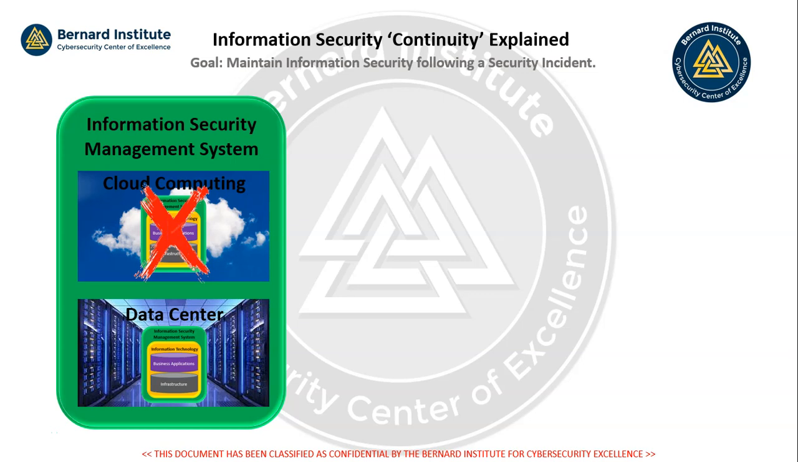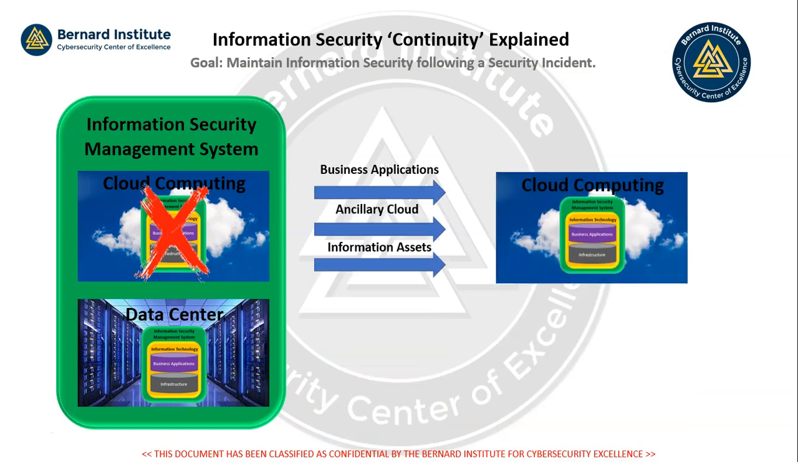Now, what happens if the cloud fails? Well, the ancillary cloud kicks in with business applications and information assets. We go from one cloud instance to another. We may have cloud computing services in Pittsburgh, and because Pittsburgh fails, we may automatically flip to South Africa or some other continent. Usually data centers in the cloud are spread around the continent to make sure that they're available.